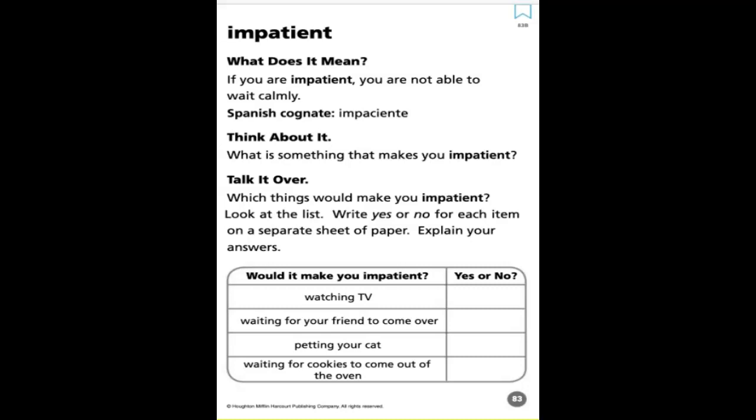Talk it over. So look at the graph below. You're going to answer yes or no if this is something that would make you impatient. Ready? Watching TV. Yes or no, does that make you impatient? Waiting for your friend to come over. Petting your cat. And the last one, waiting for cookies to come out of the oven.